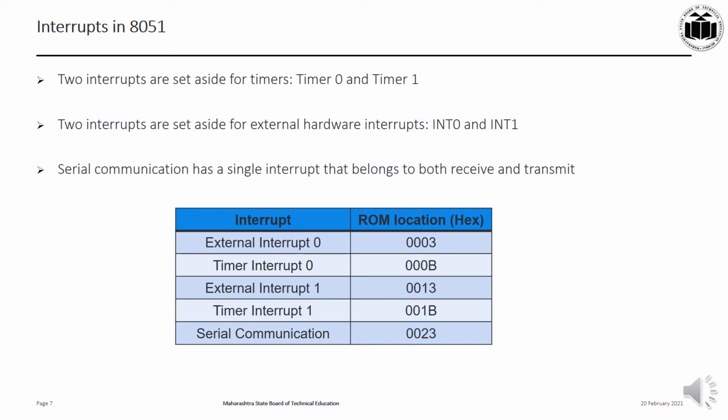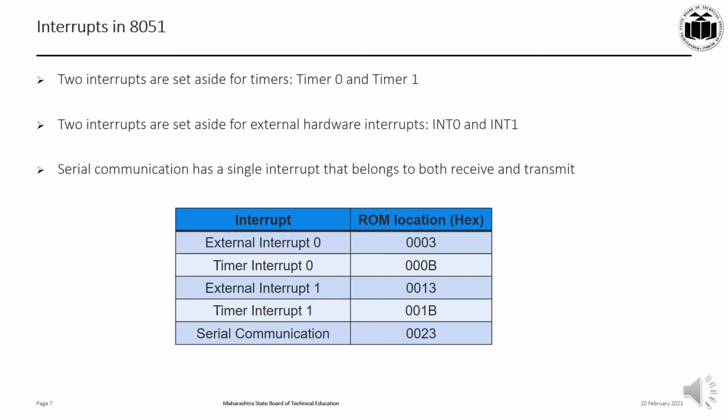Among the 5 interrupts of microcontroller 8051, 2 interrupts are set aside for timer, that are timer 0 and timer 1. 2 interrupts are set aside for external hardware interrupts, INT0 and INT1. And serial communication has a single interrupt that belongs to both receive and transmit.